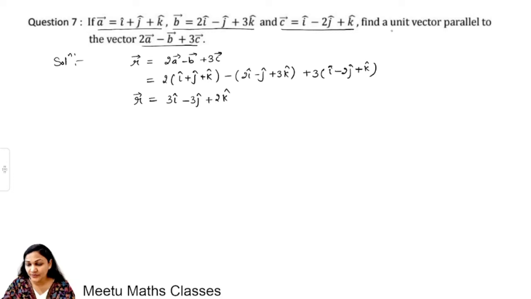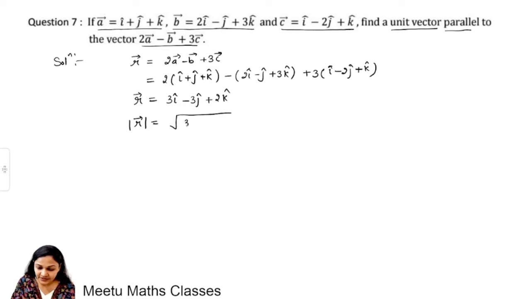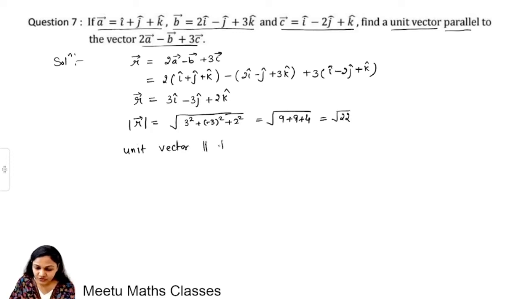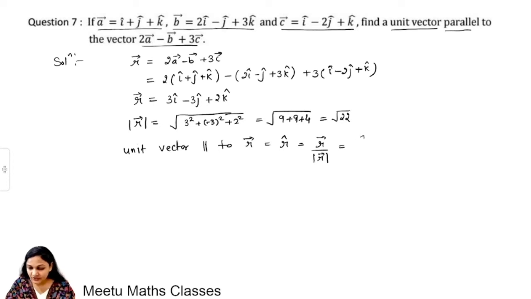And you are supposed to find a unit vector parallel to R. So you need the unit vector along R. First of all, you are going to find the magnitude of R, and that is the square root of 3 squared plus minus 3 squared plus 2 squared, which equals 9 plus 9 plus 4, that is root 22. Okay. Now a unit vector parallel to R is equal to R cap, and R cap is equal to vector R divided by its magnitude. So vector R is 3i minus 3j plus 2k divided by root 22.